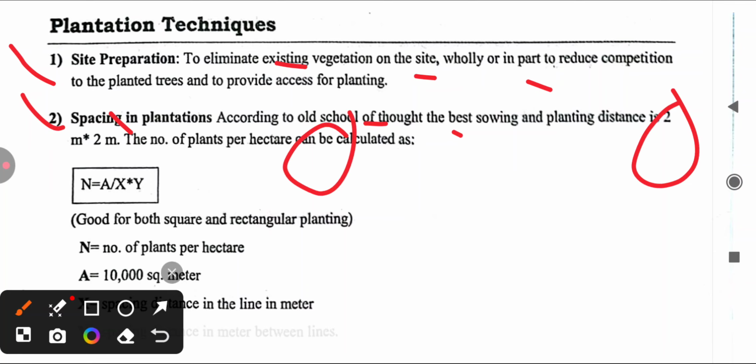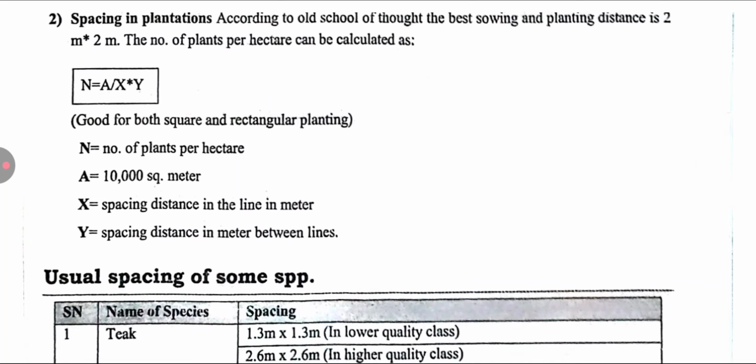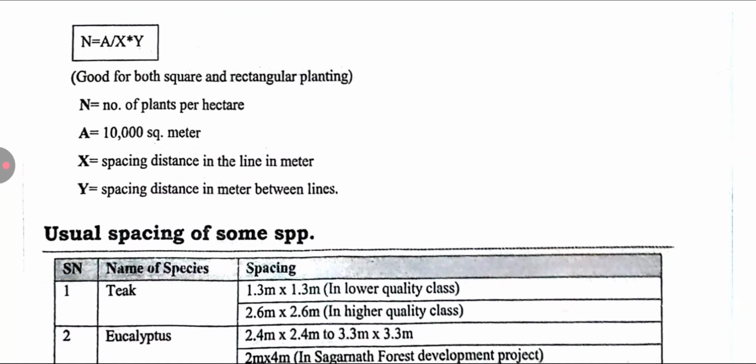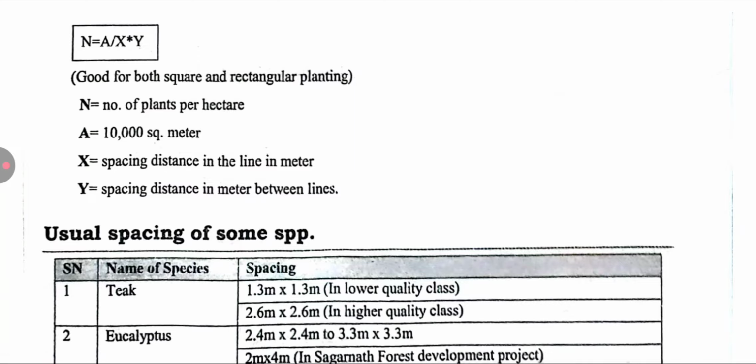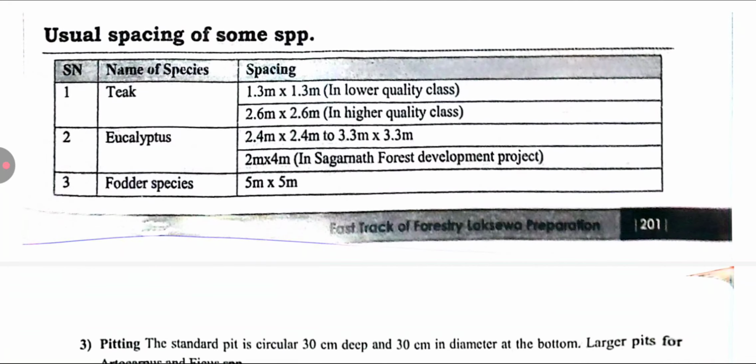The number of plants per hectare can be calculated. N equals A by XY, good for both square and rectangular planting. N is the number of plants per hectare, A equals 10,000 square meter, area of 1 hectare, X is spacing distance in line in meter, Y is spacing distance in meter between lines, and useful spacing of some species.